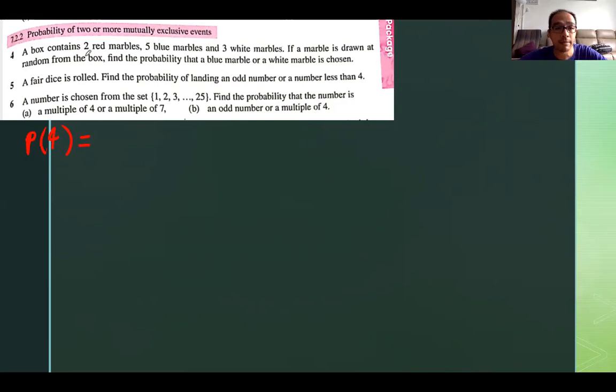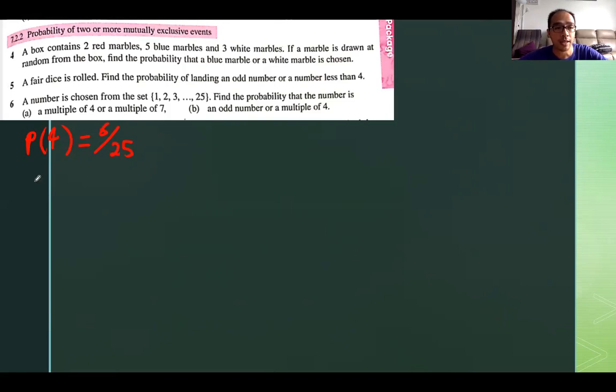Okay, so there are 6 numbers altogether. So the probability of getting a multiple of 4 is 6 over 25. Macam mana kau dapat 6? Mari kita kira 4, 8, 12, 16, 20, 24. Kan? Bolehkah 28 dikira? Tidak. Kenapa? Sebab nombor paling besar dalam sample space is 25.